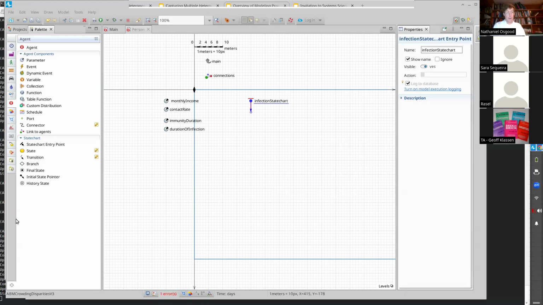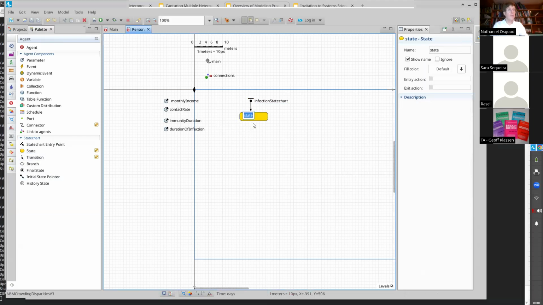Okay. Next, we're going to put in a state here called susceptible. Another state called infective. And another state called recovered.